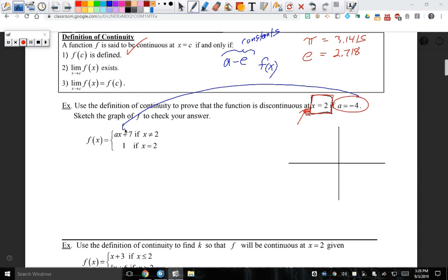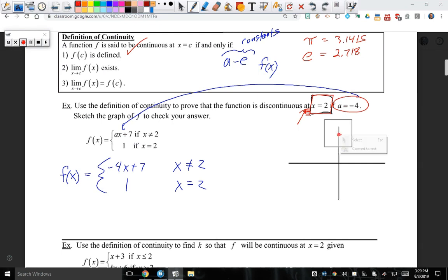Okay, so I'm looking at this and I see -4x plus 7 when x is not equal to 2, and I see 1 when x is equal to 2. The quick review of piecewise functions from both Algebra 2 and pre-calc. Let's graph the first one. -4x plus 7, I go up to 7. I have a slope of down 4 over 1, down 4 over 1. And I have a graph that looks like this. And I'm going to graph it everywhere where x is not equal to 2.